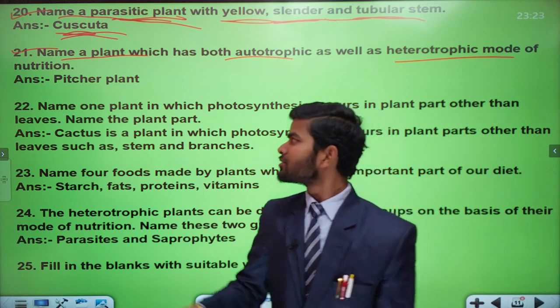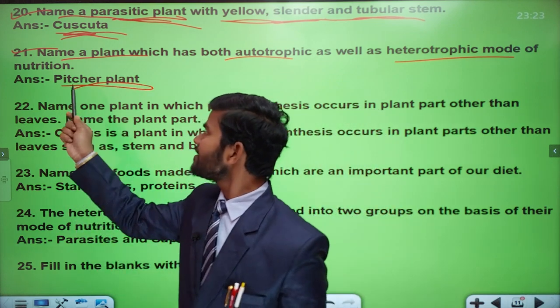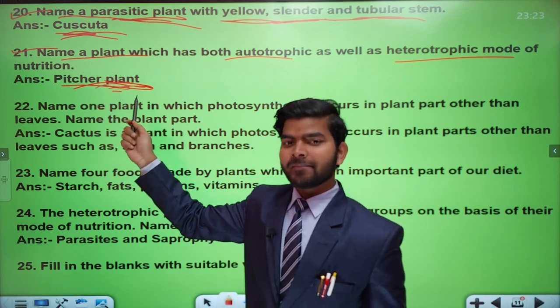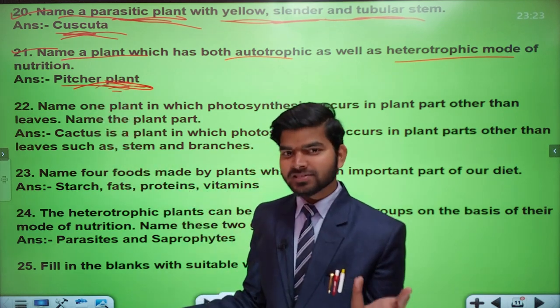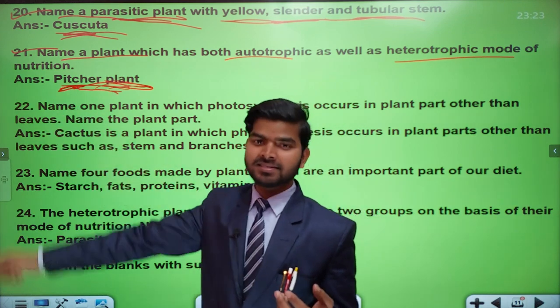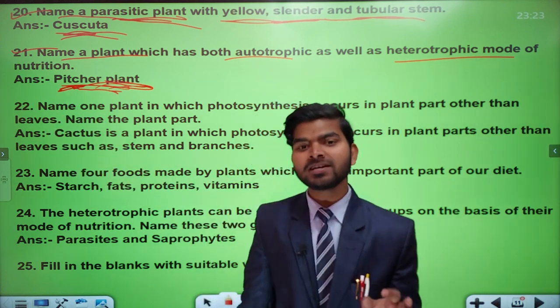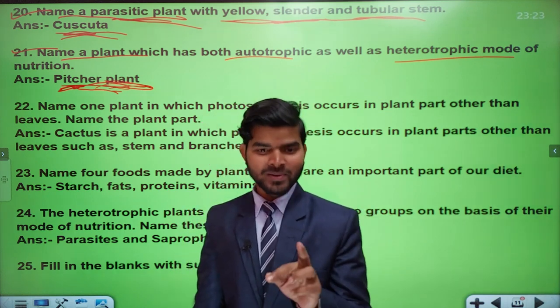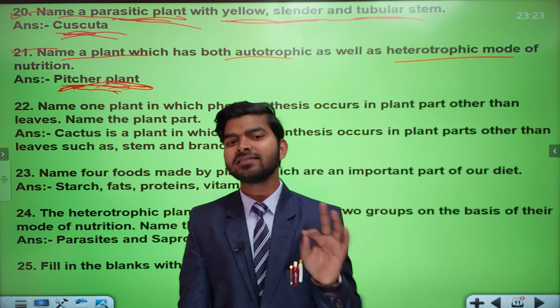Obviously, yes. So the correct answer is pitcher plants. Why? Because pitcher plants can do photosynthesis. That means autotrophic nutrition, and they are also heterotrophs because they take insects. So pitcher plants are autotrophic as well as partial heterotrophs. I have written it in the notes. If you want, you can turn your notes to find the answers.